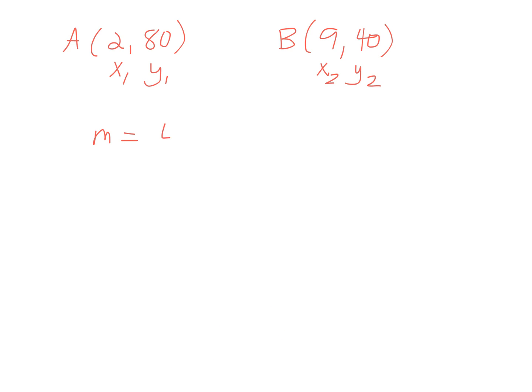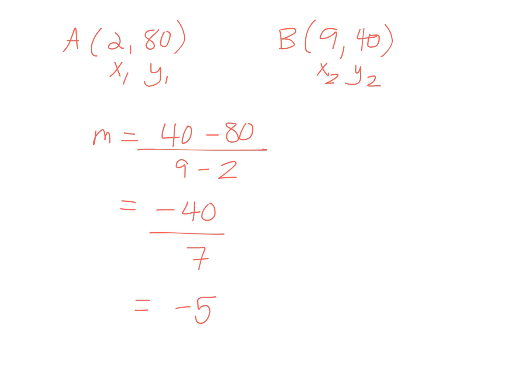So my y2 is 40 minus y1 is 80 over 9 take away 2. 40 take away 80 is negative 40, and 9 take away 2 is 7. What is negative 40 divided by 7? I want you to write it as a decimal so we can compare each other's. Negative 5.7. Okay, I'm rounding it.